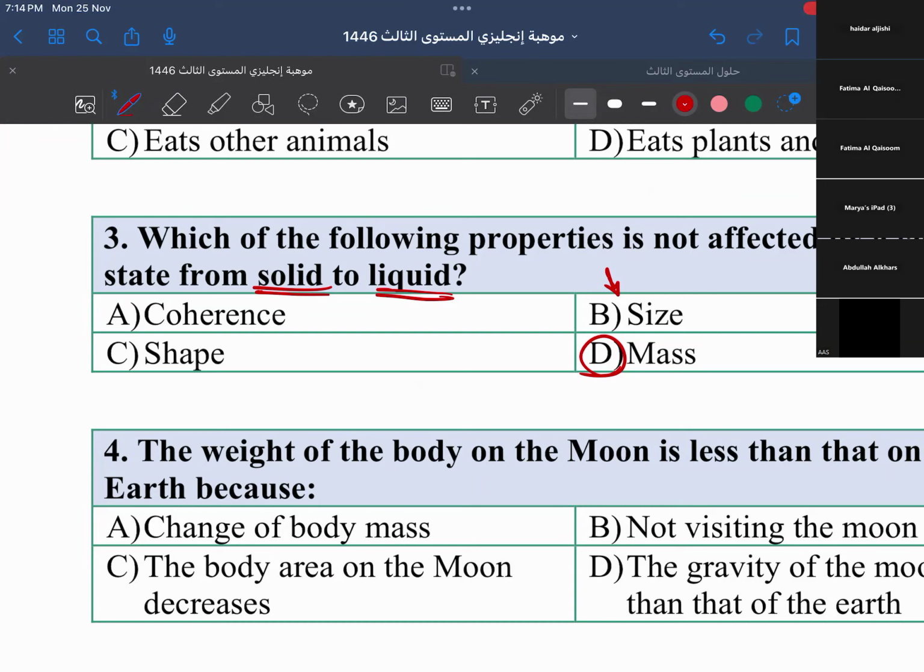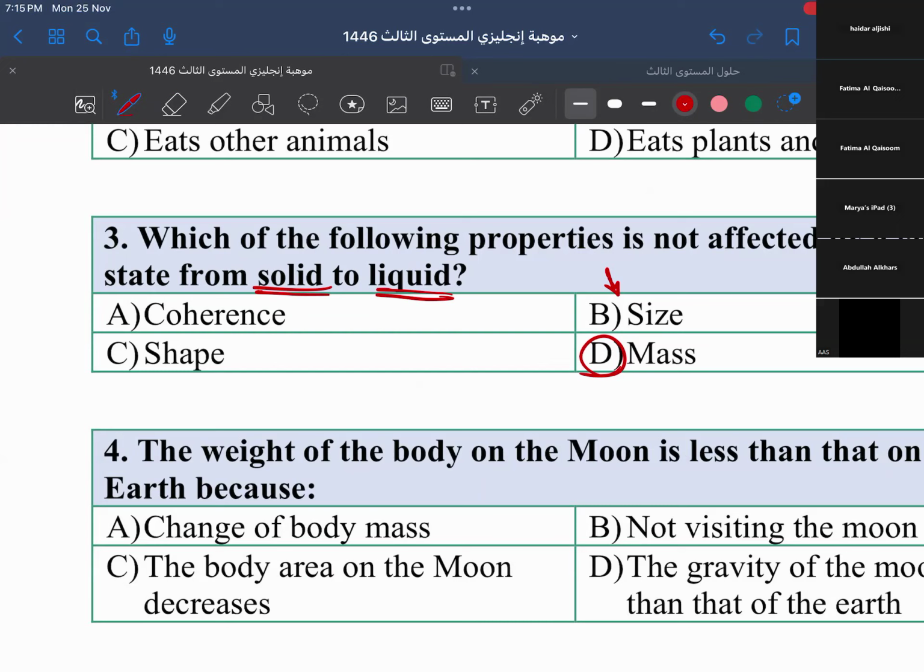Also shape, we know that we can form shapes like ice cubes, ice balls, but we cannot make that for water. We cannot form a cube of water, except if it was contained inside a cube. Otherwise, it's going to be just in a different shape. Okay, so coherence, size, and shape all differ when the state changes from solid to liquid, except for mass.